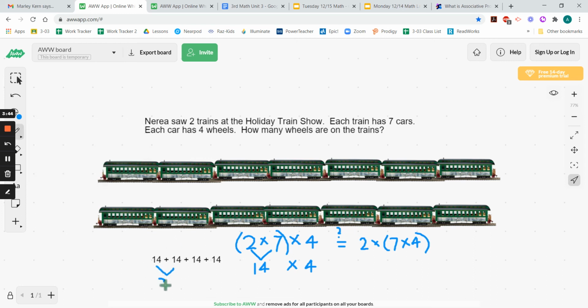14 doubled is 28. 14 doubled again is 28. 28 plus 28 is 56. So I know that 14 times 4 is 56.